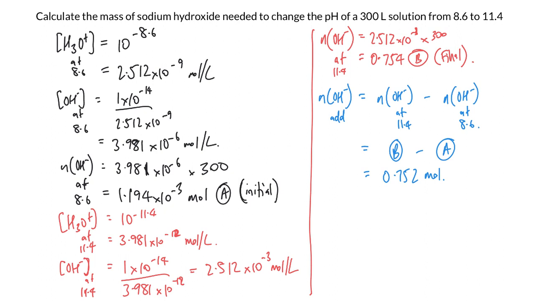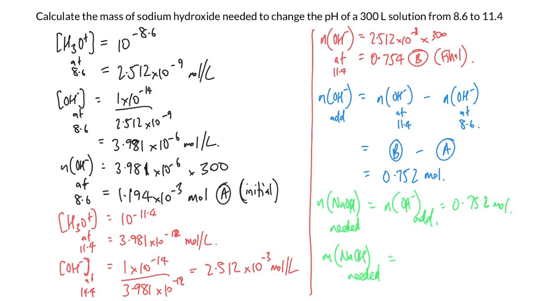Well, we need to add in some sodium hydroxide. So the number of moles of sodium hydroxide needed will be equal to the number of moles of OH minus needed, or added. And so therefore, we need that value, 0.752 moles. And then the mass of NaOH needed will be equal to 0.752 times 39.998, which is the molar mass of sodium hydroxide, and you get 30.09 grams. So that's how you would answer that particular question.